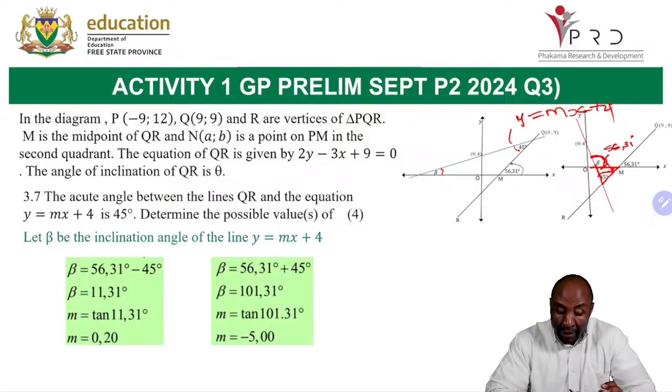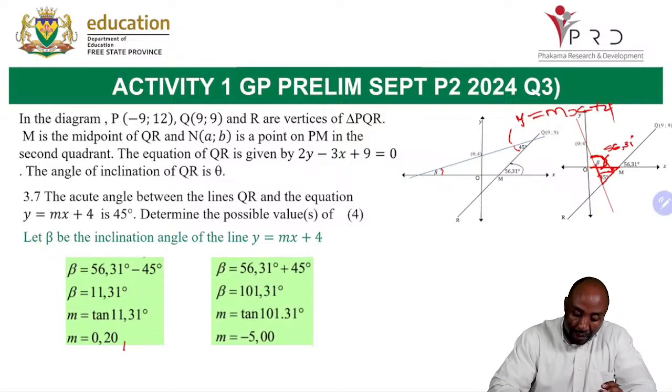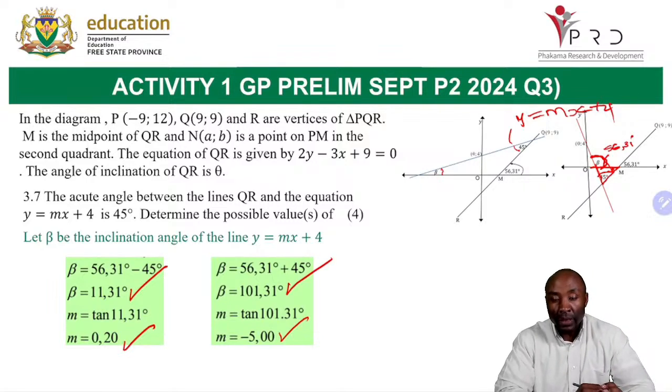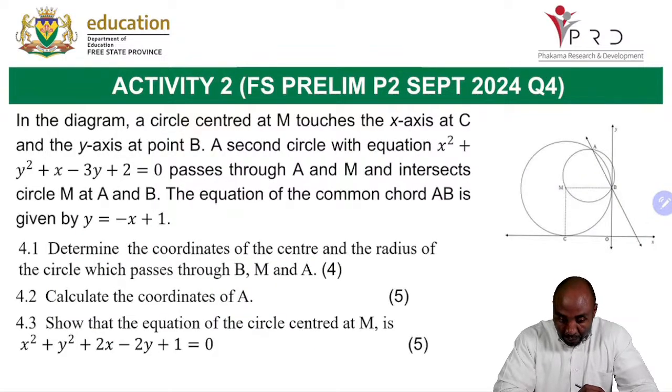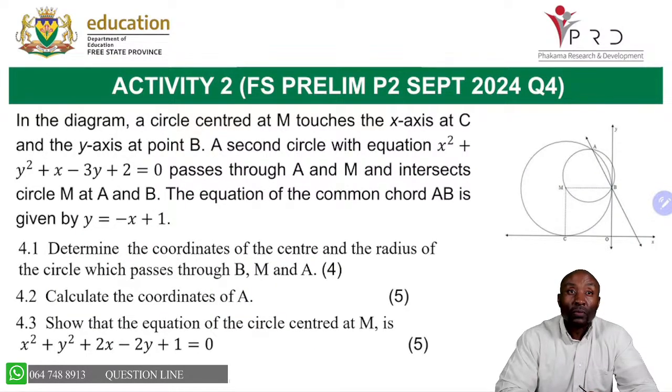Interesting question, and we must be able to get this. So our m can be that, our beta is that, then we use our angle of inclination. So it's important to draw a diagram, we visualize what's happening so that we are able to get the marks that we need. We move on now to activity 2.